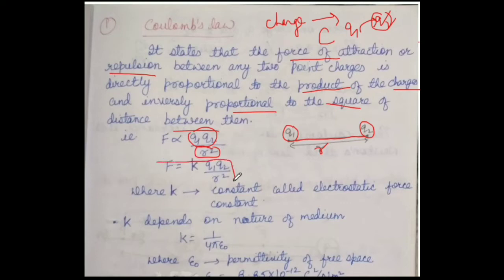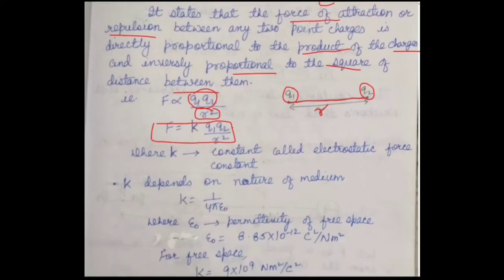This is the scalar form of Coulomb's law, where K is a constant called the electrostatic force constant and its value depends on the nature of the medium. Its value is given by K equal to 1 by 4 pi epsilon naught. Epsilon naught is the permittivity of free space. And in free space its value is 8.85 into 10 to the power minus 12. Okay, and in 1 mark questions generally it comes: what is the unit for this epsilon naught?